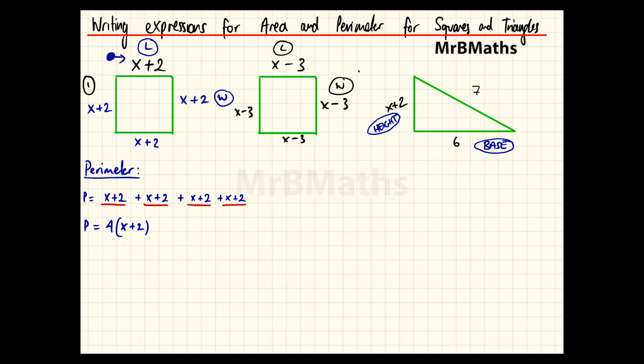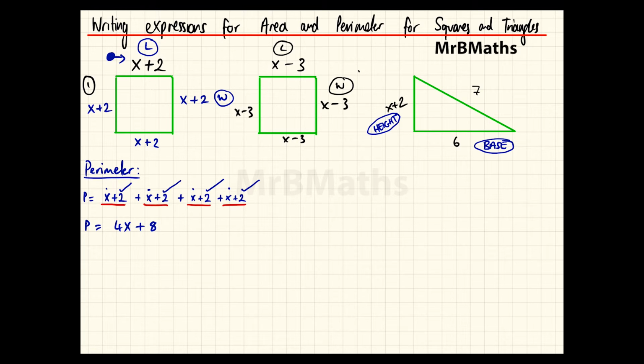So let's go with the first method first. What we need to do is collect all of the like terms, so all of the x's. There's 1, 2, 3, 4, so p equals 4x. Then all of the numbers: I've got plus 2, plus 2, plus 2, plus 2. That will give me 4x plus, and the value of all those 2's added together will give me 8.